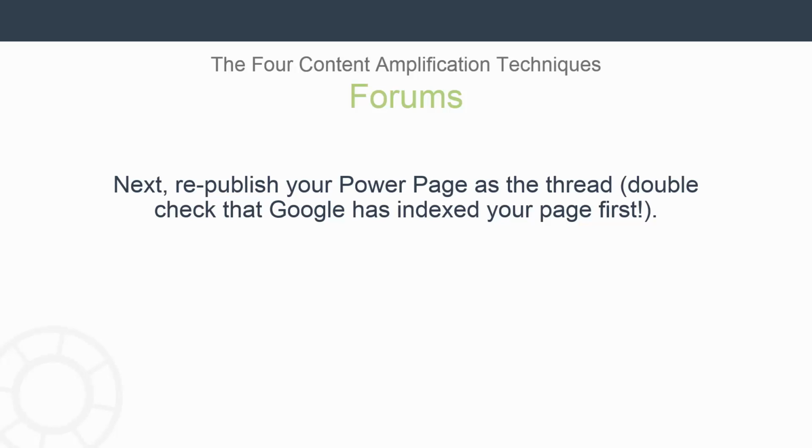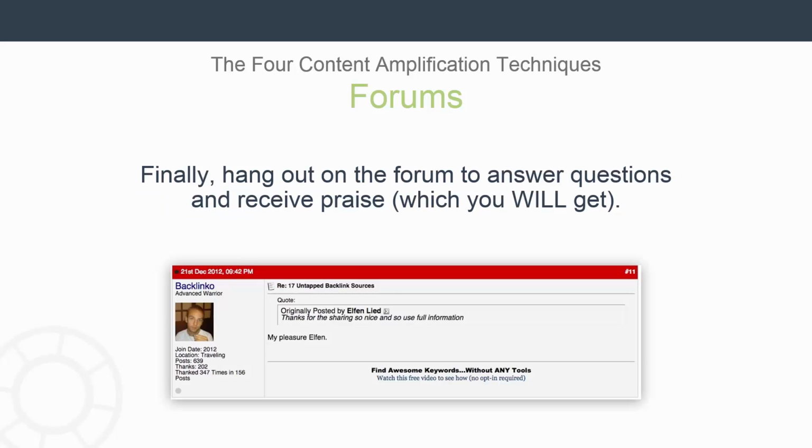But what you do need to do is make sure that Google has indexed your page first. So once you've published your Power Page, make sure it's indexed by pasting the URL into Google. And if it shows up on your site, you can go ahead and republish it on the forum. The reason this is important is you don't want to just instantly go to the forum and publish it there, because Google might think the forum is the original author. So it gets you into duplicate content issues. So finally, you want to hang out on the forum and answer questions and receive praise, which you will get. I've tried this across several different forums, and people absolutely love it.